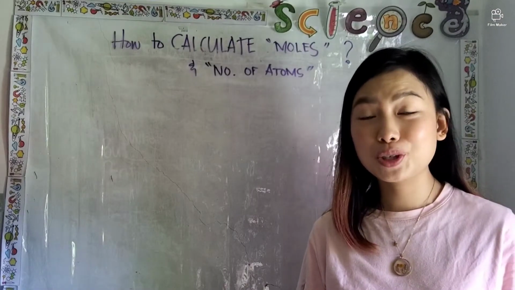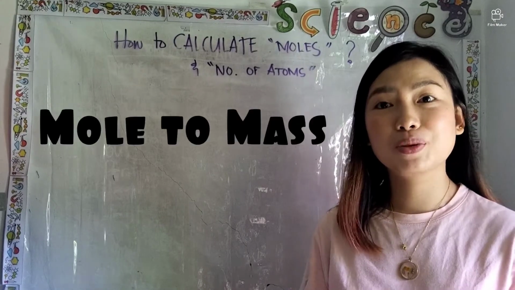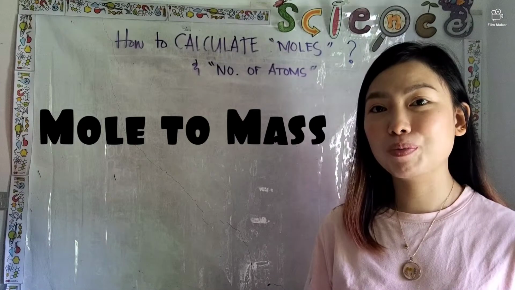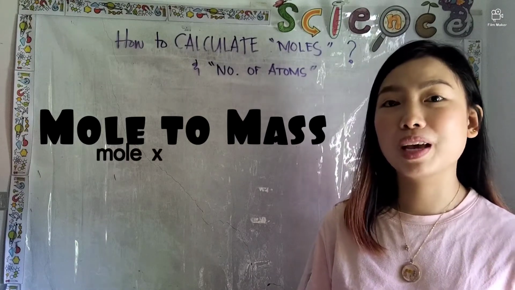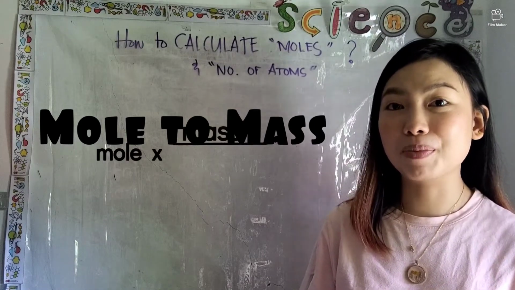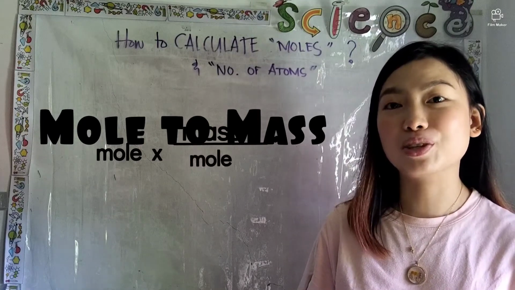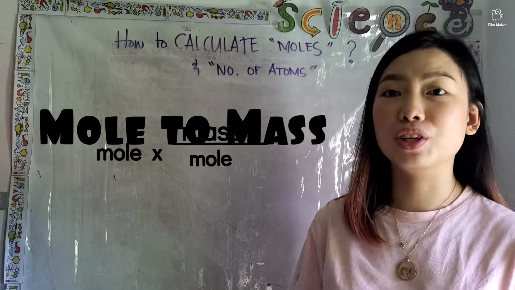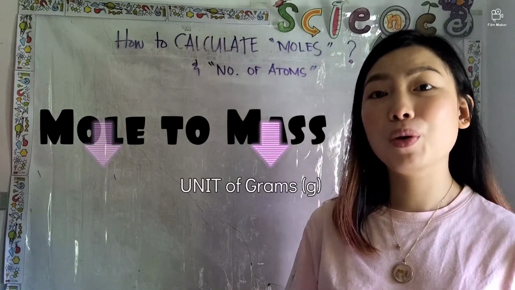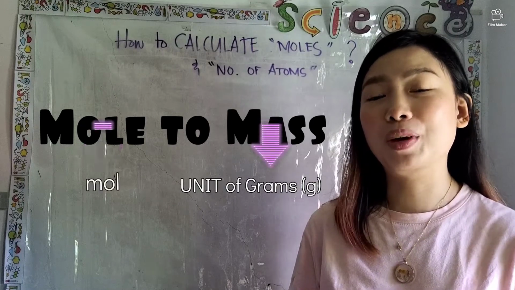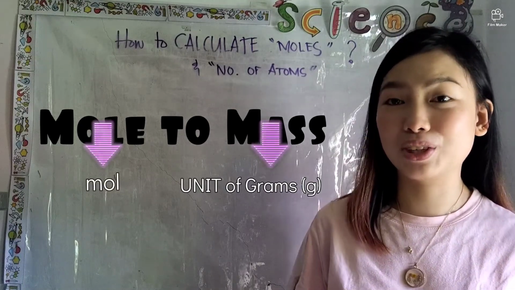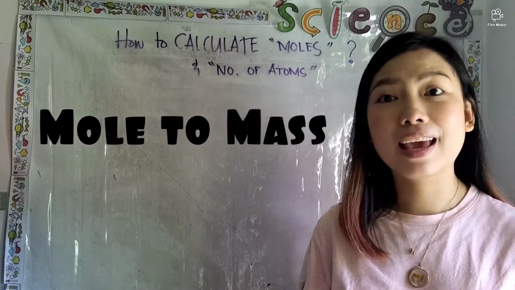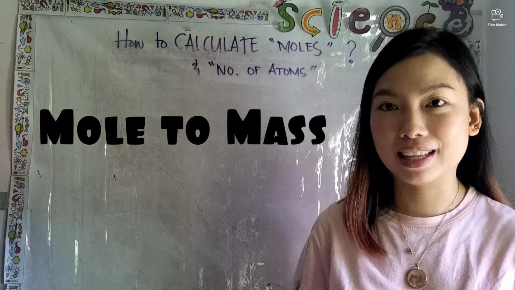So let us have the first one, which is mole to mass. In the computation of mole to mass, we have this formula of mole multiplied by the mass divided by the mole will give you the answer of mass. Always take note that mass should have the unit of grams and mole will have the unit of mol. So pinaikli lang siyang mole, tinanggal natin yung letter E. So take note always that mole will be mol and mass should always be in grams.